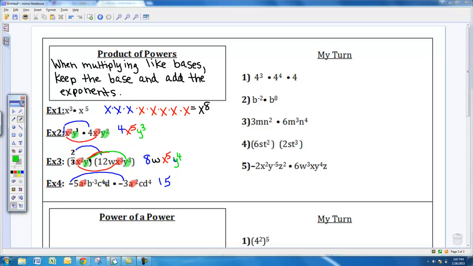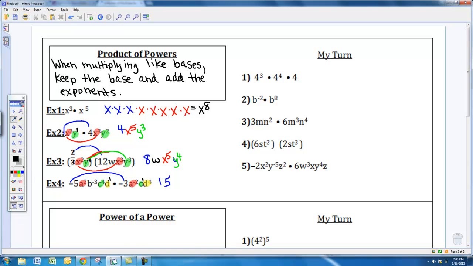We'll have to multiply C to the fourth and C to the first. Remember, an exponent only applies to what it touches. This 4 only applies to the D. And we will also have to multiply D and D to the fourth. So that will be D to the first and D to the fourth.